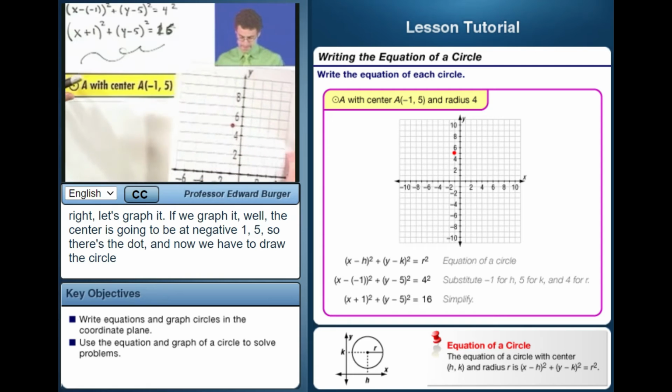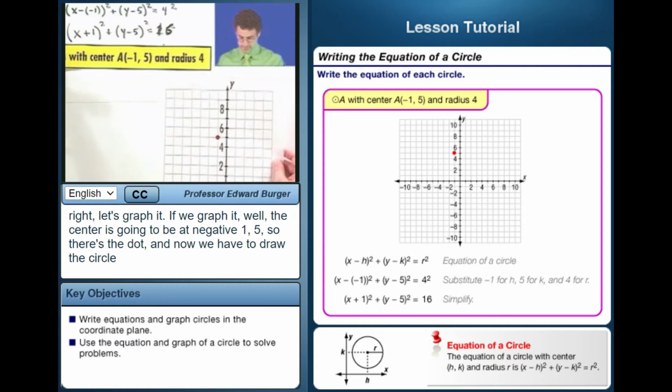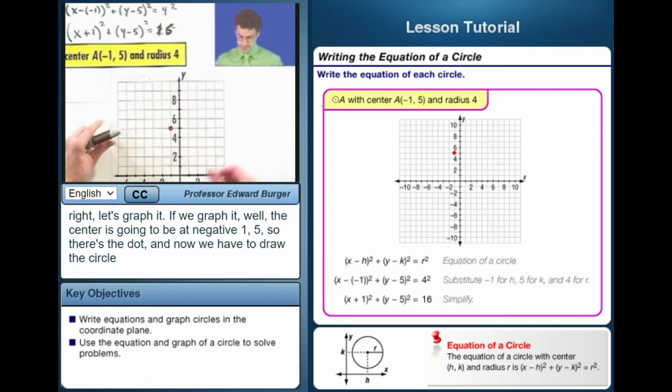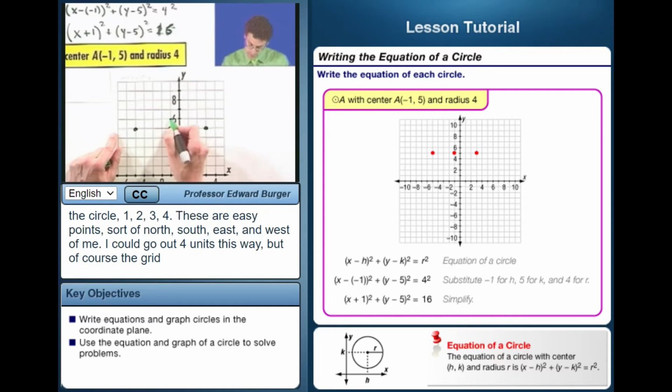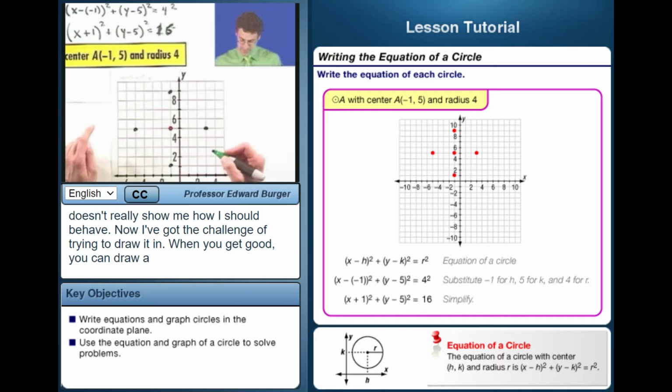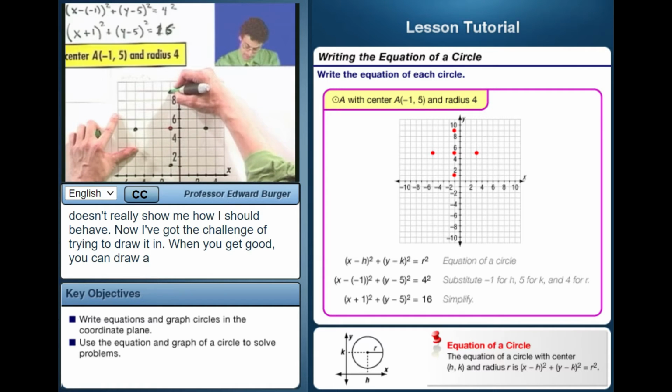So if we graph it, well, the center is going to be at negative 1, comma 5. So there's the dot. And now we have to draw the circle that has radius 4. So that means that from this point, I have to go out 4 units. 1, 2, 3, 4. So that's a point on the circle. I can go 4 units this way. 1, 2, 3, 4. That's a point on the circle. 1, 2, 3, 4. These are easy points, sort of north, south, east, and west of me. I could go out 4 units this way, but of course the grid doesn't really show me how I should behave. Now I've actually got the challenge of trying to draw it in.